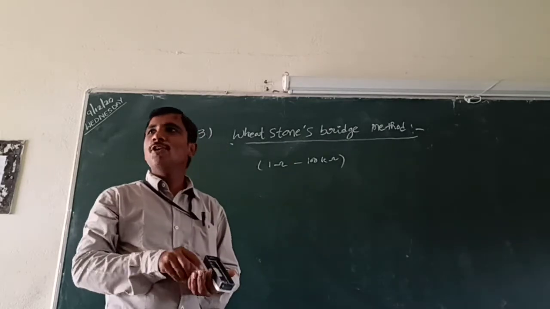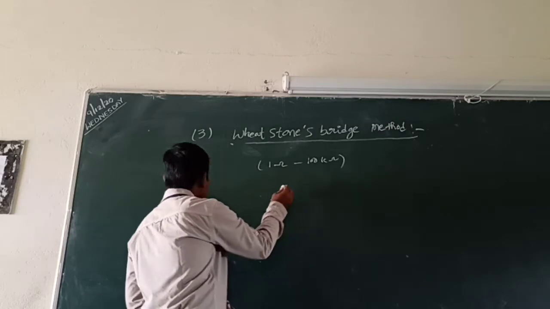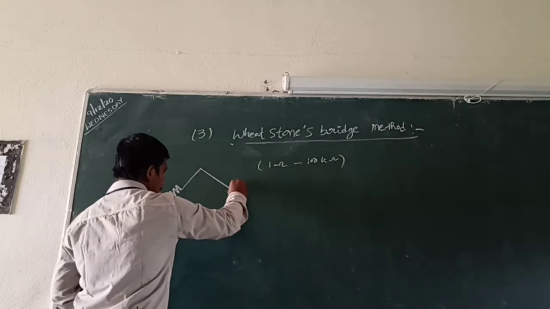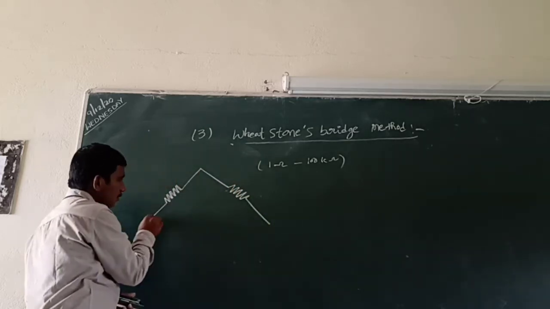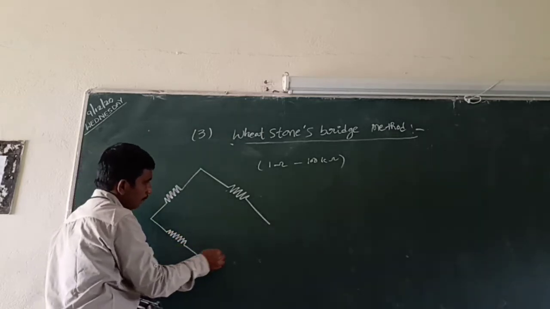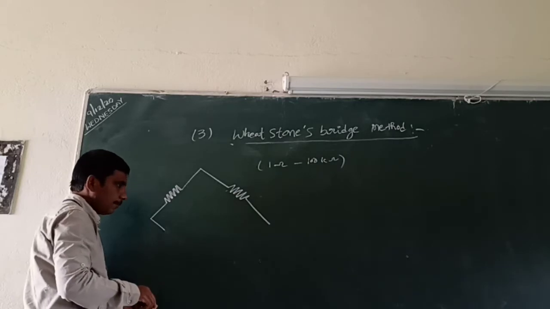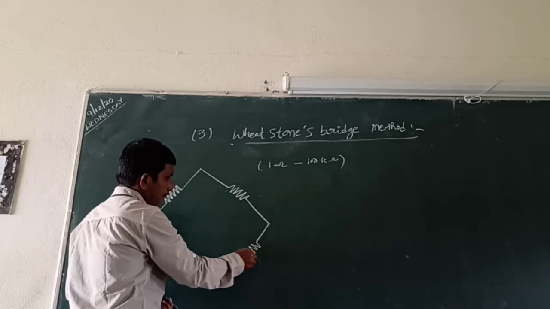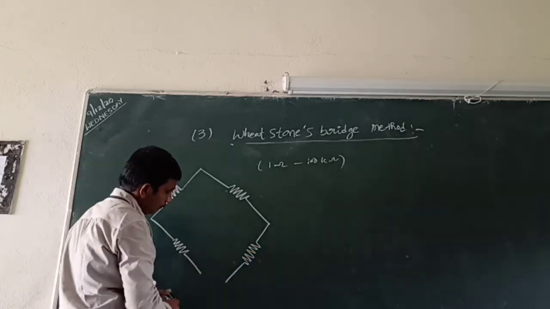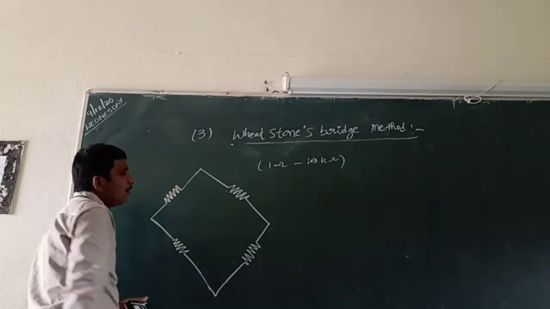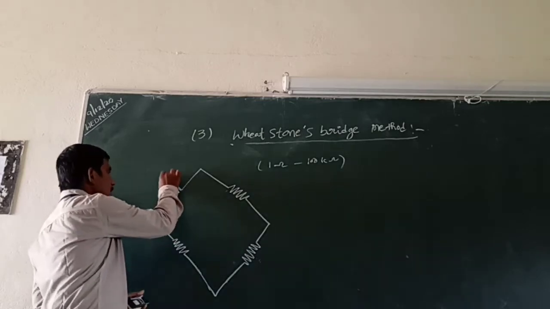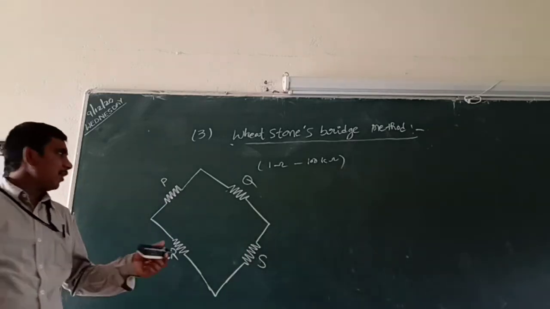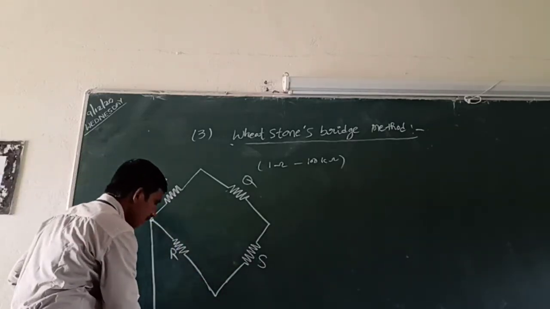It consists of four arms, four resistive arms placed like this. These are the four resistive arms. We assume that P, Q, R, S are the four resistive arms. In between these arms, we are giving the supply, DC supply.